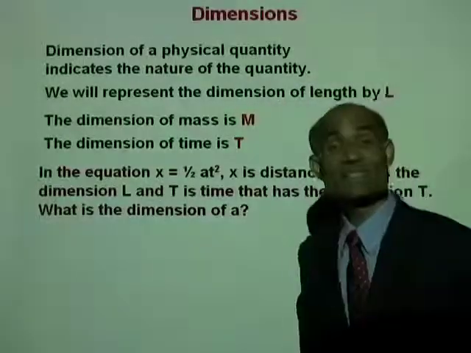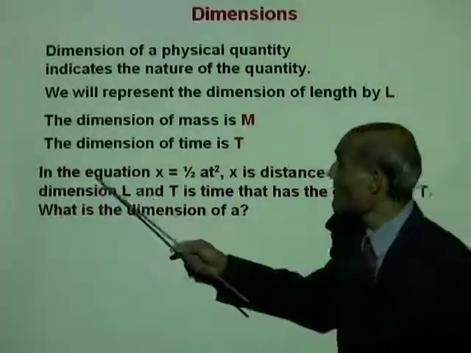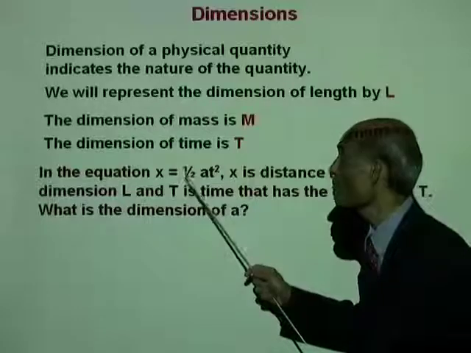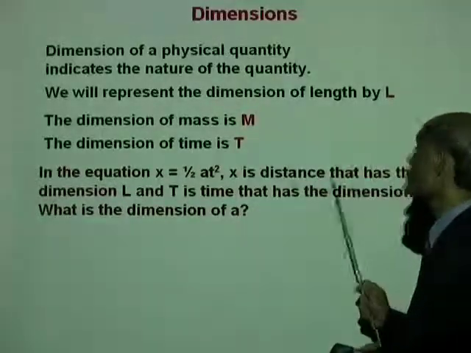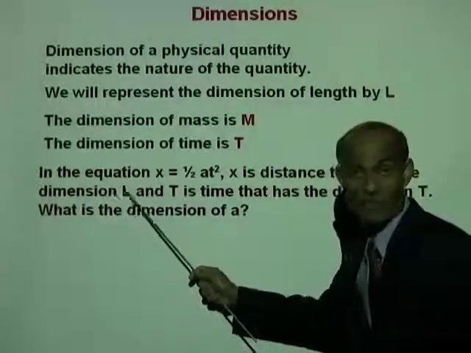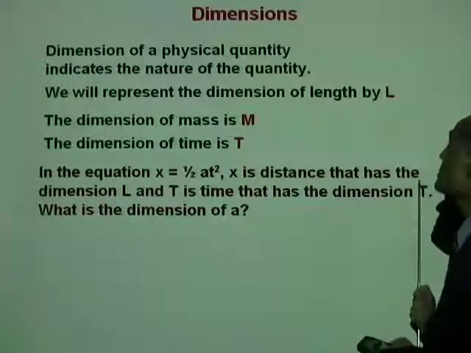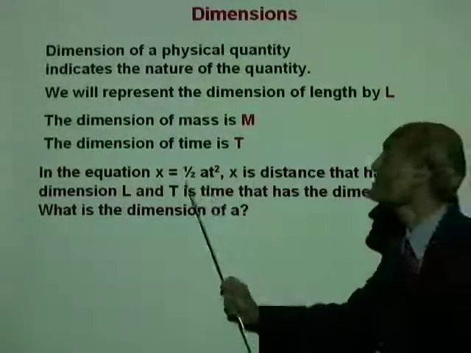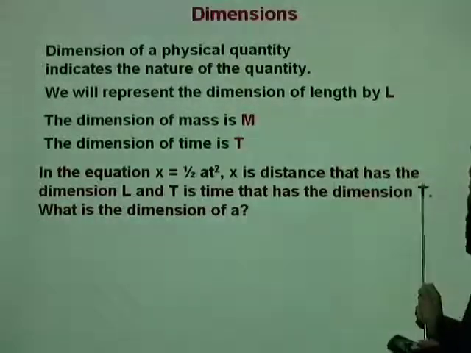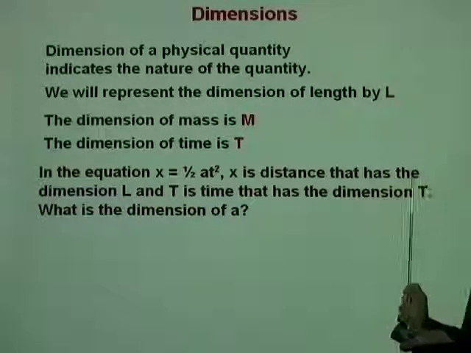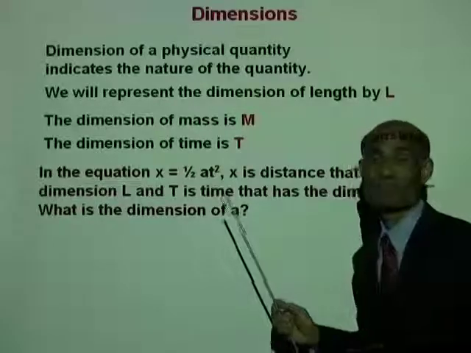Now, let's use this to solve a simple problem. We got the equation x equal to 1/2 at squared. X is the distance that has the dimension L, is that right? T is the time that has the dimension uppercase T. This T should have been that lowercase t. This is time. And the dimension of time is uppercase T. What is the dimension of A?